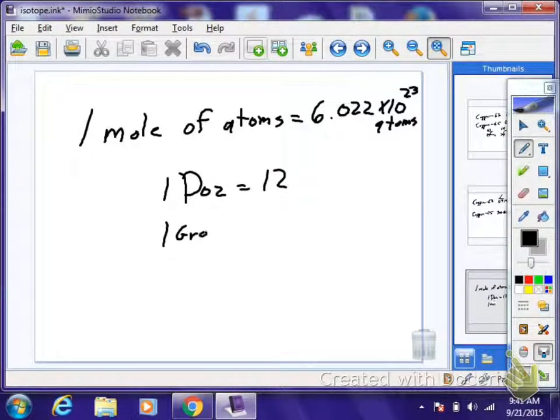1 gross is equal to 144. Years, what's a decade? 10 years. Century, 100. Okay. So what we can do is relate a count of moles of atoms to the big number of atoms it would take to weigh something out. Any questions? This is a count. This is just a way to express a really big count when we don't want to express it in scientific notation. Okay?